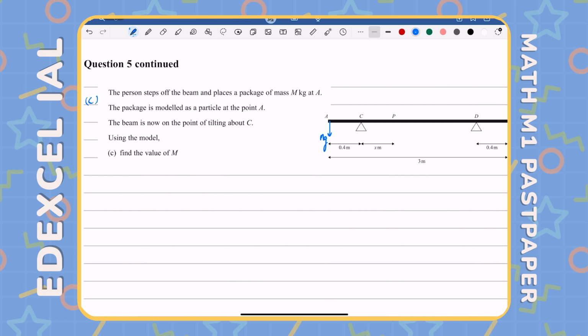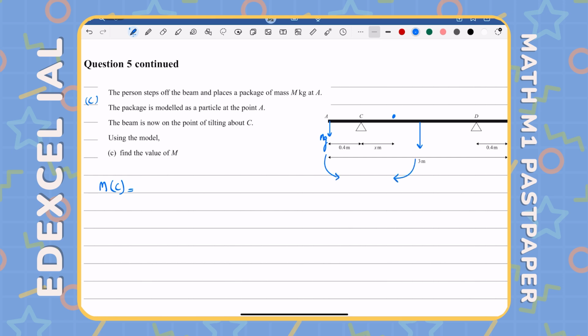All right, the beam is now on the point of tilting about C. Using the model, find the value of m. Okay, so it's on the point of tilting, it's not tilting. So that means we can calculate moments, and anti-clockwise moment will be equal to clockwise moment, and we can use that. Okay, so this P is no longer there, by the way. We can use that to calculate the value of m. So let's calculate the moment about C. Okay, so the only anti-clockwise moment is this, and this now becomes the clockwise moment.